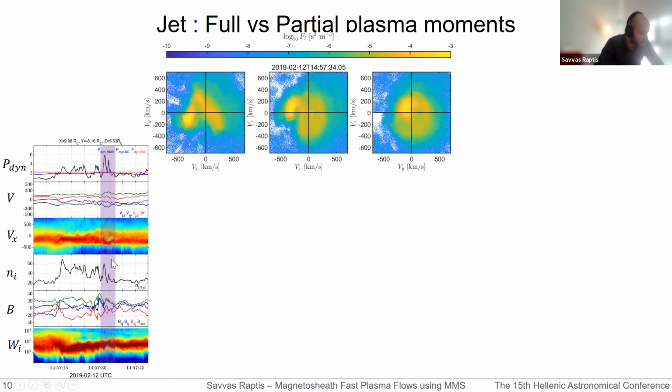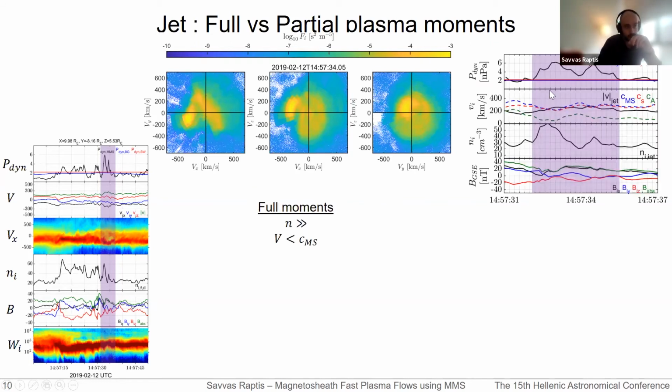And as you see here, those are the bulk moments that I also showed you before. And if we zoom now in to the jet observation itself, we will see that we have quite a high velocity for the jets and a very high density correspondence. But this is a very key point that I want to make. Those are the so-called full bulk moments of the flow.